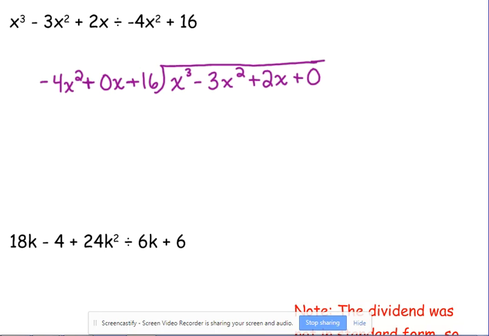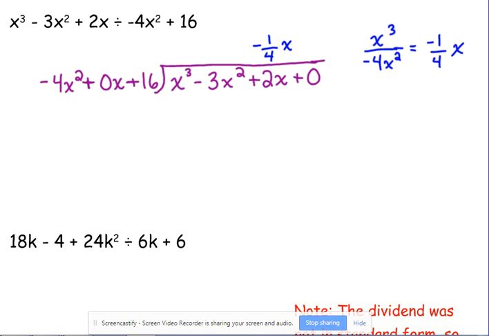All right. So x cubed divided by negative 4x squared. We're used to this always working out to be a whole number, but there's nothing that says this has to be a whole number. So this is just negative 1/4 x. Okay, 1 divided by negative 4 is just negative 1/4. Leave it as a fraction. X cubed divided by x squared is x. So that's going to go right here. It's going to line up over the x term.